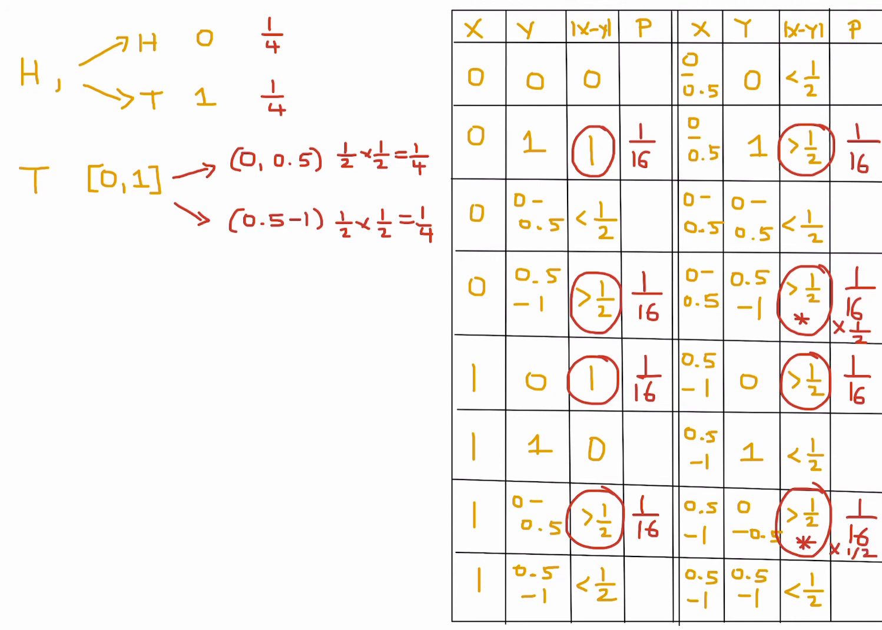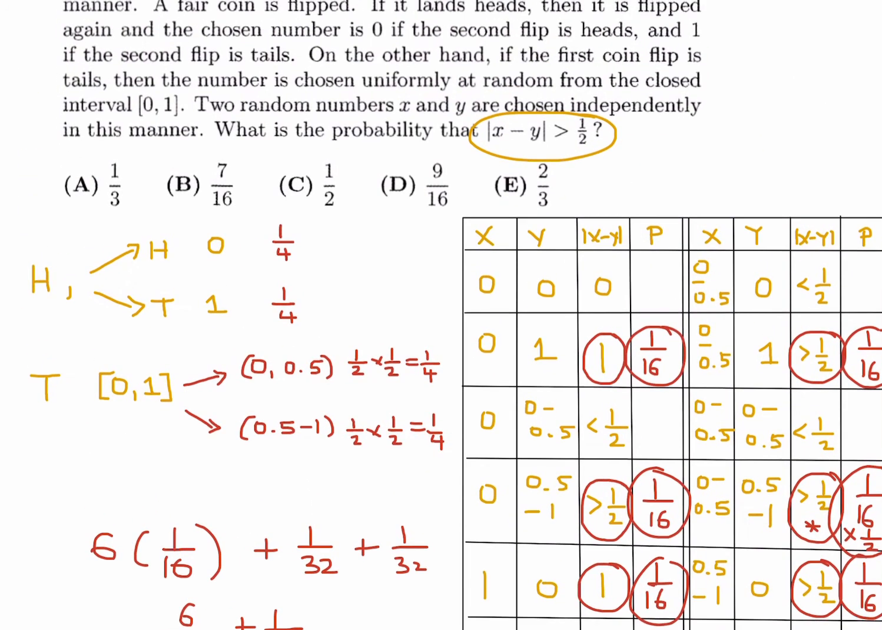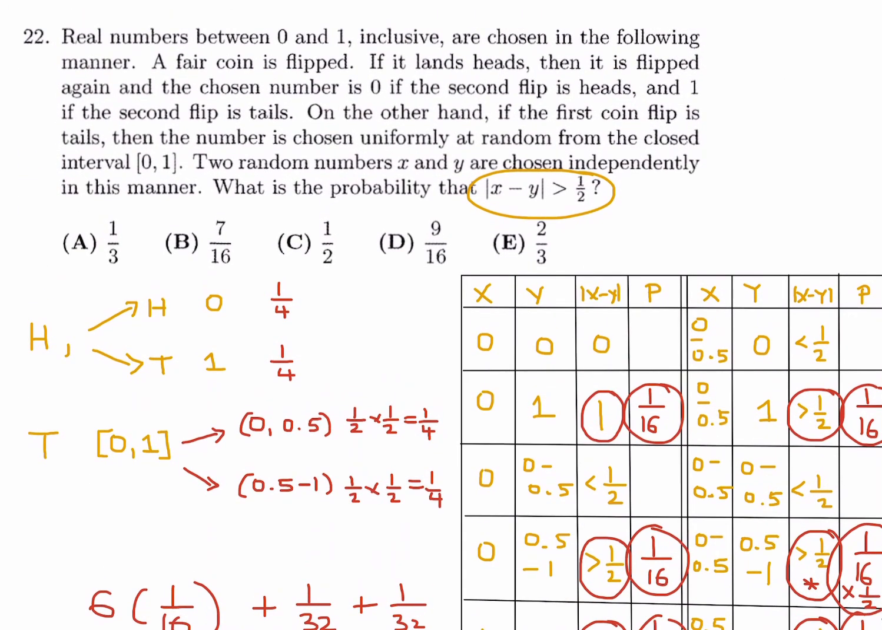So now let's add them all up. We have 1, 2, 3, 4, 5, and 6 times 1 over 16. And then we have this guy, which is 1 over 32. And then this one, which is also 1 over 32. So this gives me 6 over 16. This is 2 over 32, which is 1 over 16. And that is 7 over 16. And that is the answer to number 22. 7 over 16, which would be B.